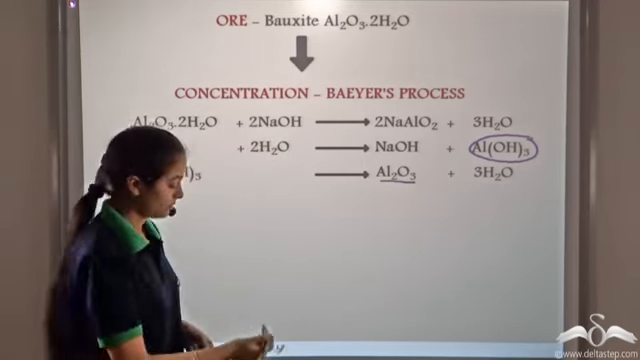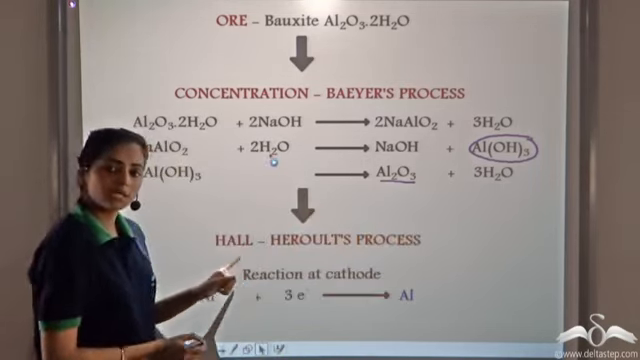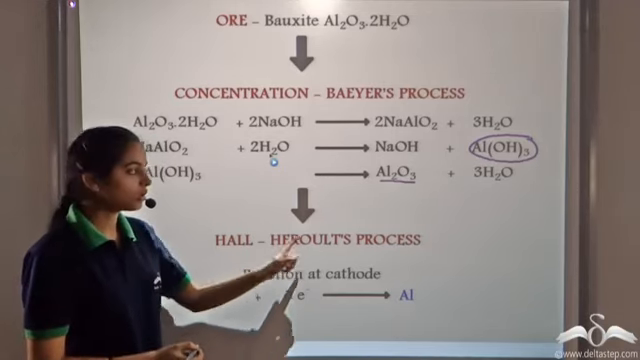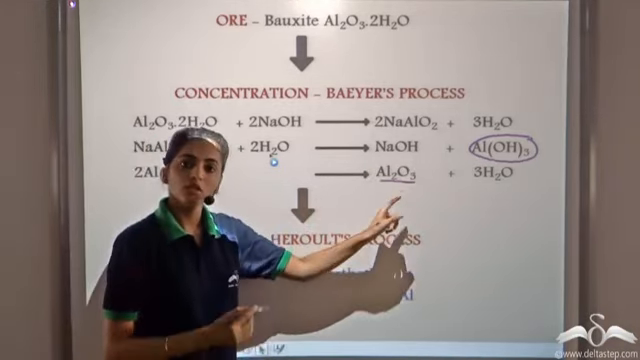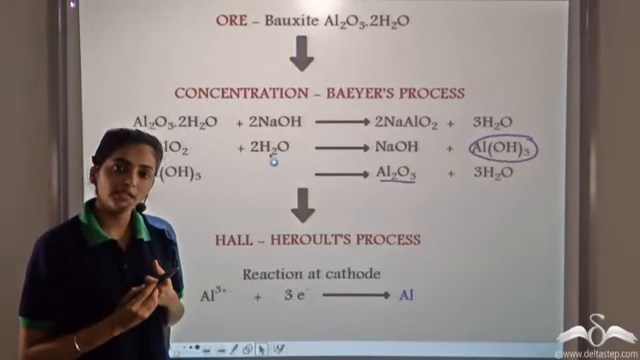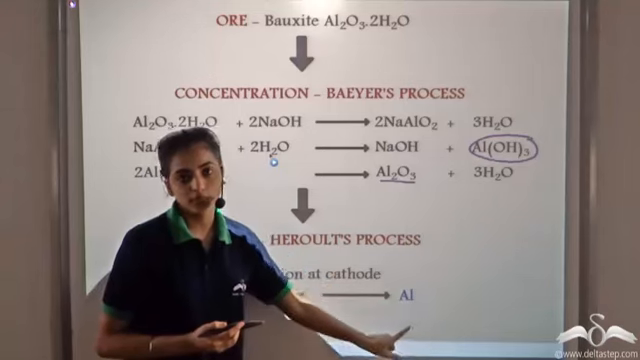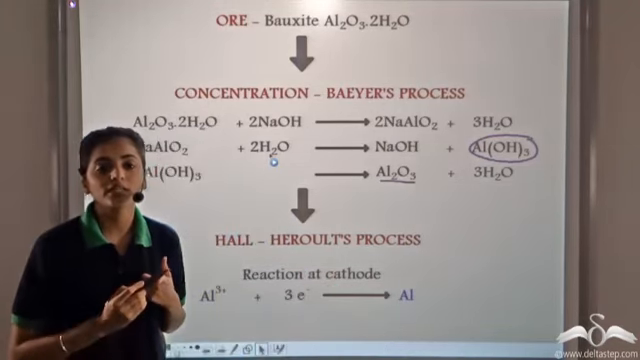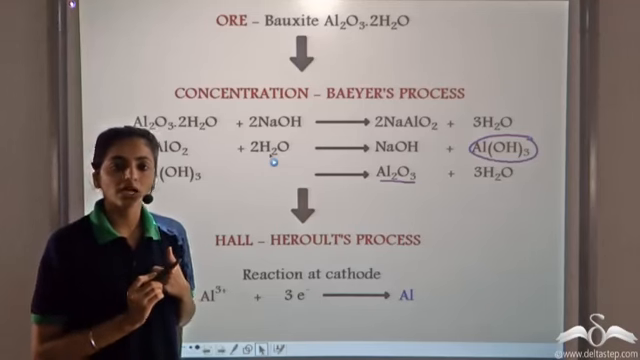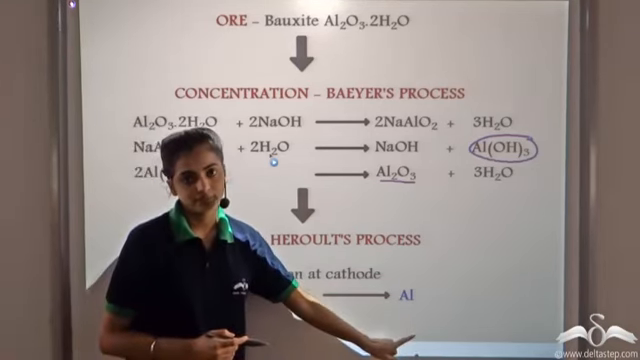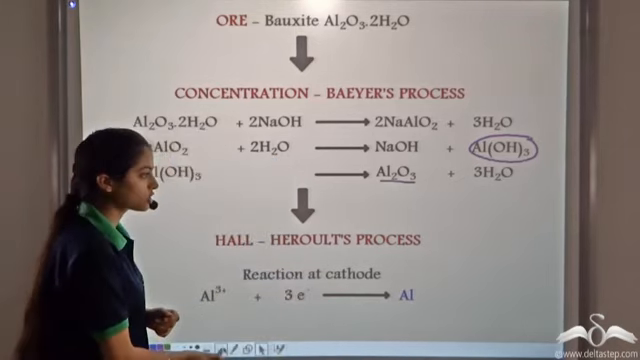This process is known as Hall-Heroult's process. So from Hall-Heroult's process, when we carry out the electrolysis of alumina using two other electrolytes, that is CaF2 and Na3AlF6, we get pure aluminium. This aluminium which is obtained is 99.8% pure. So starting from the bauxite ore, we get the pure aluminium metal. This is how the extraction of aluminium is carried out in industries.